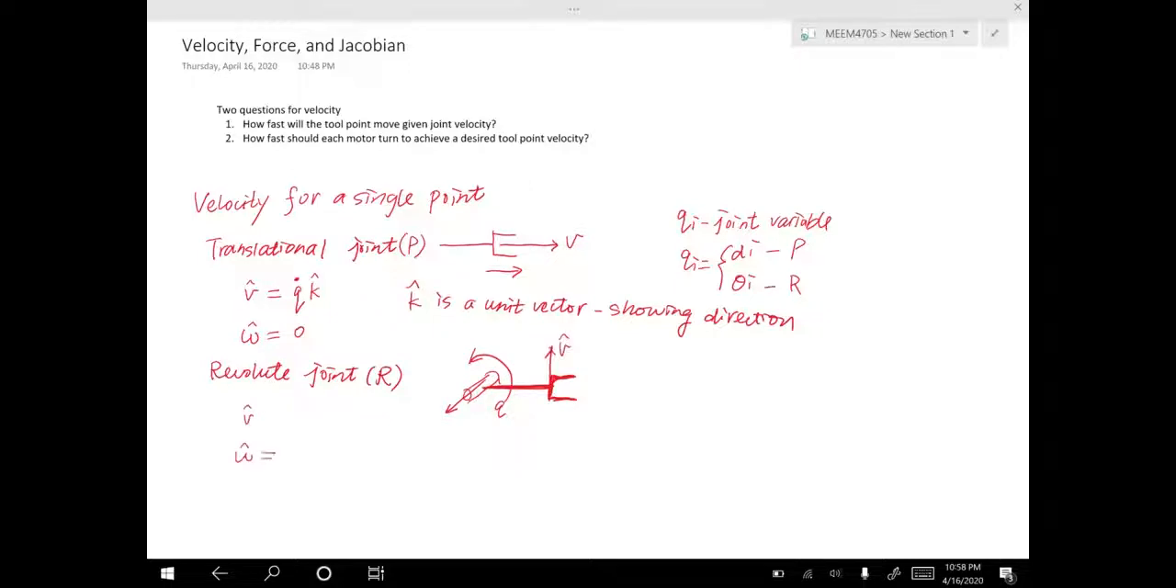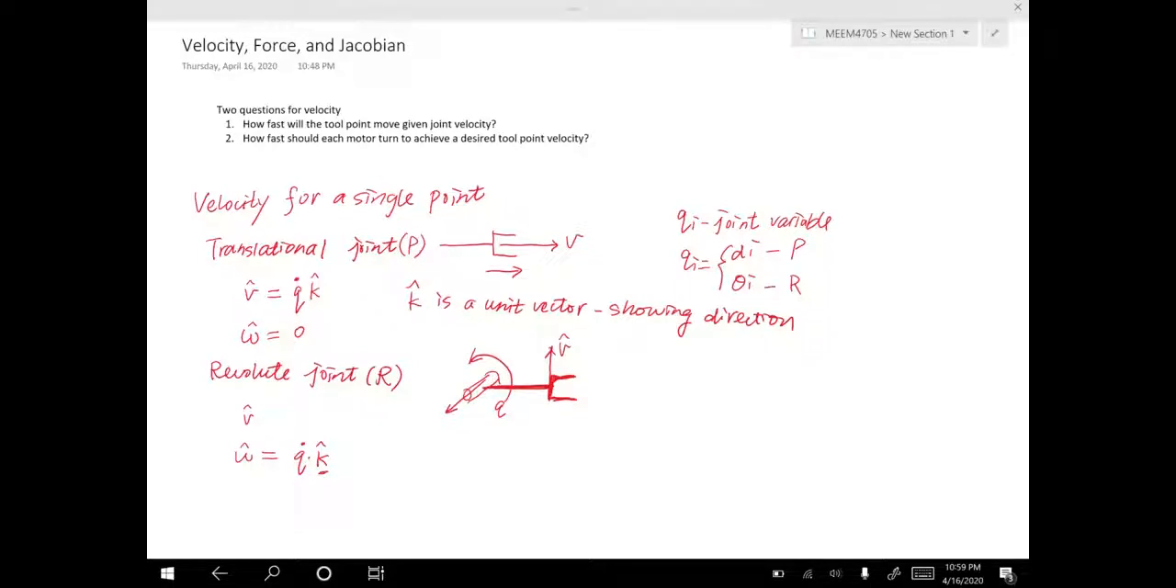Let me do the calculation of angular velocity first. What is the angular velocity? The angular velocity is q dot, which is theta dot, and that's it. Since this is a vector, we need to give a unit vector to show the direction. This is a unit vector, so it won't affect the absolute value; it only shows the direction. Obviously the angular velocity equals theta dot, and since we use a unified joint variable q, we also write it as q dot.